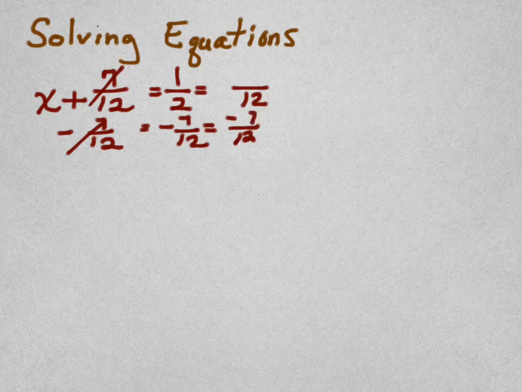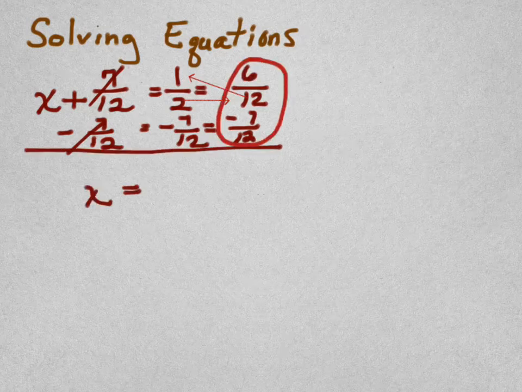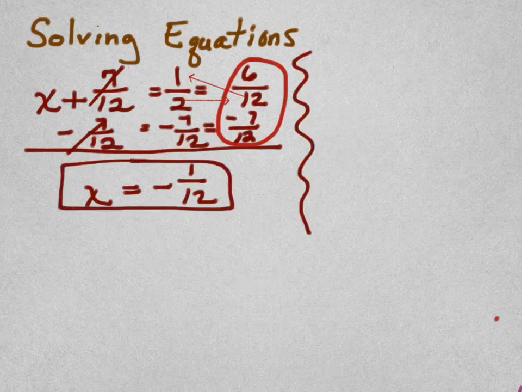So I already have my negative 7 over 12, but I have to change my 1/2. And so I say 2 goes into 12 6 times. 6 times 1 is 6. So there we have that. So that means x equals 6/12 minus 7/12, which is negative 1/12. All right? Feel free to pause this if you need to catch up with copying problems.